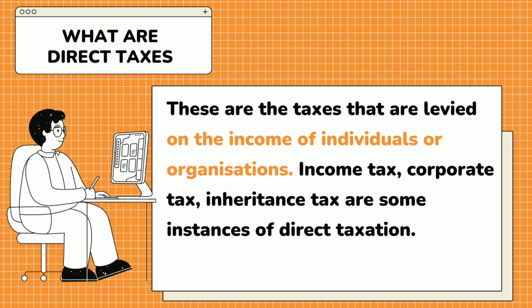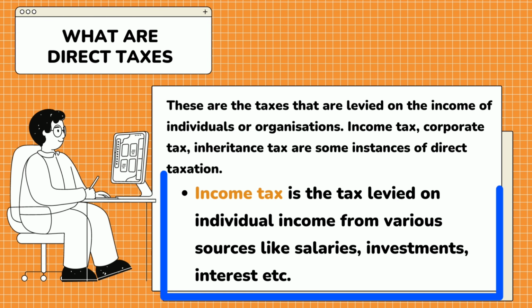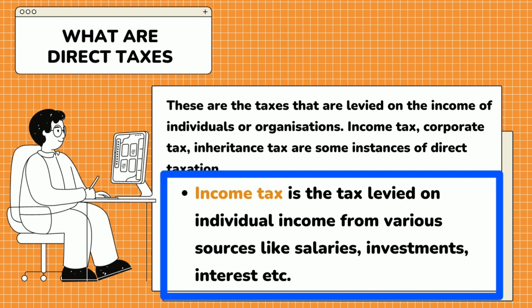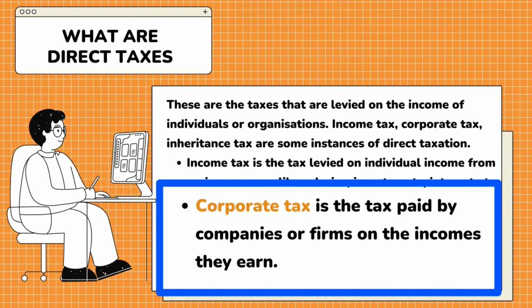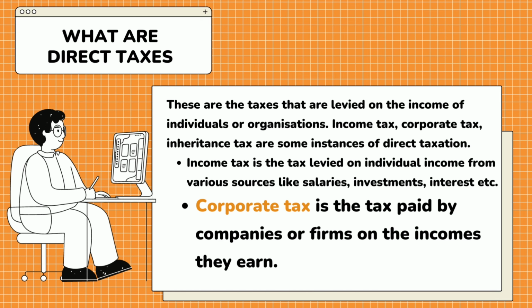Now, let us move to the taxes, which are classified as direct and indirect taxes, where direct taxes are the taxes that are levied on income of individuals or organizations. Income tax, corporate tax, inheritance tax are some of the examples of direct taxation. Income tax is the tax levied on individual income from various sources like salaries, investments, interest, etc. Corporate tax is the tax paid by companies or firms on the income they earn.